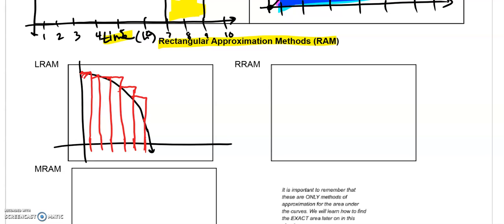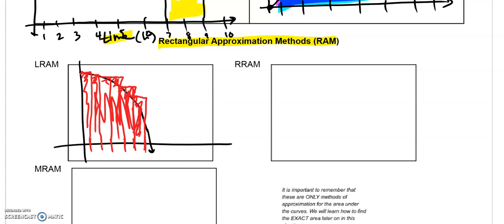Function is decreasing. Your LRAM, if you find the area of all of these, you can see it sticks outside of your curve. Then that would mean that this would be an overestimate or an upper limit. So got to be careful. It's asking for the upper or lower. You got to figure out if it's increasing or decreasing to make that determination.